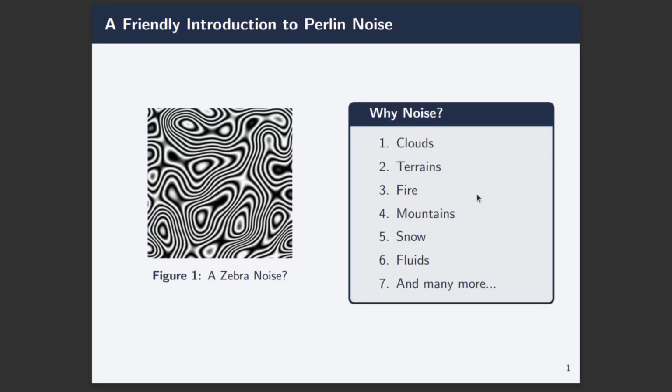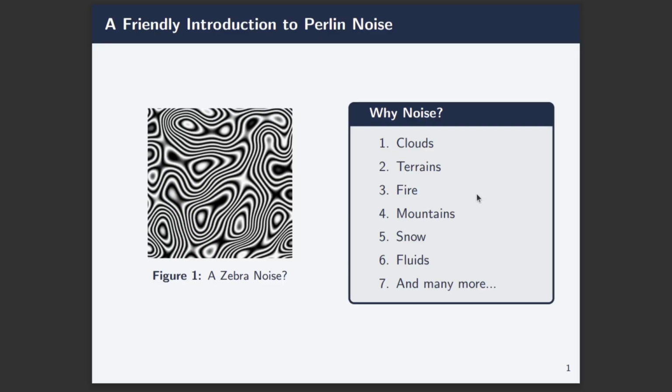The first $1,000,000 question is, why do we care about noise in the first place? Well, to render different kinds of graphics components like clouds, terrains, fire, mountains, etc., we actually need noise.